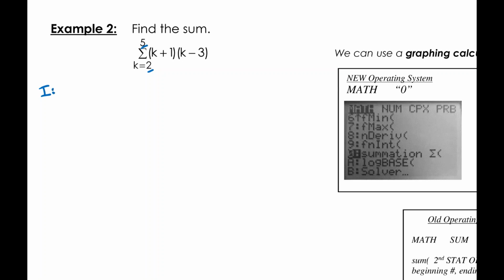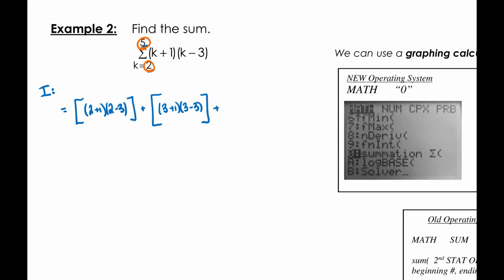Okay, so what this is telling us is we are going to write it out, and we're going to begin by letting k equals 2. So we're going to do 2 plus 1 times 2 minus 3. Okay, and then we're going to add to that the next term. Well, we start with term number 2, and then we end with term number 5. All right, and so my next term then is going to be 3, because 1 more than 2 is 3. So 3 plus 1 times 3 minus 3.